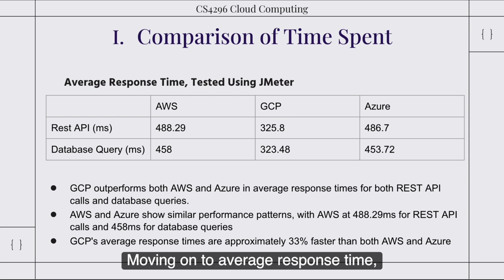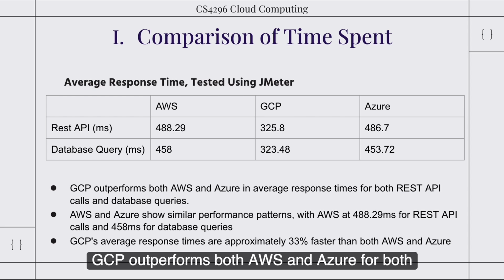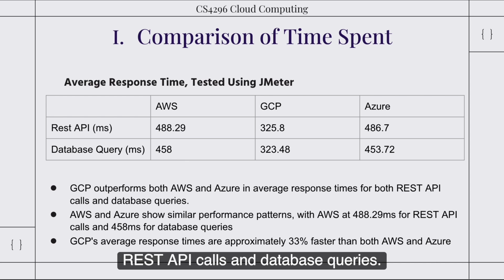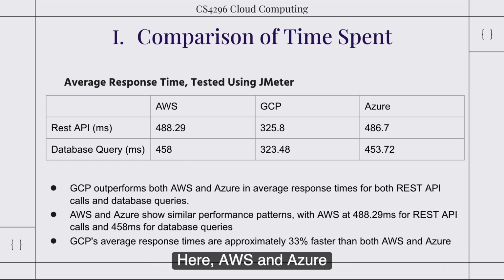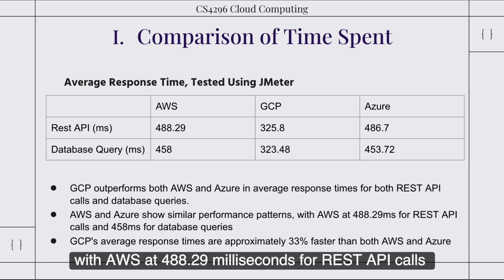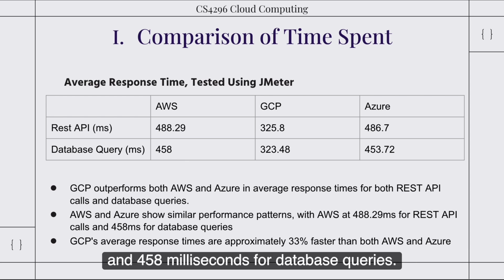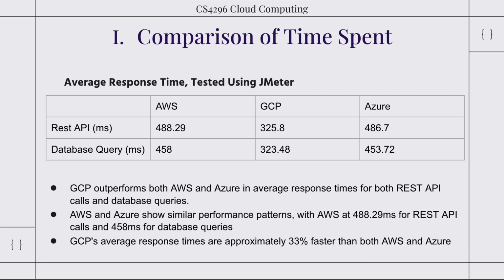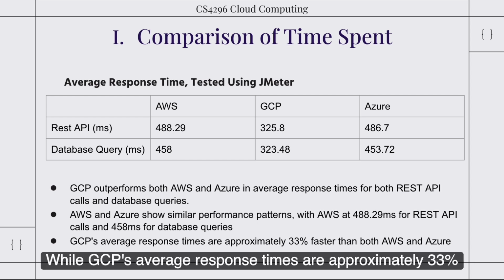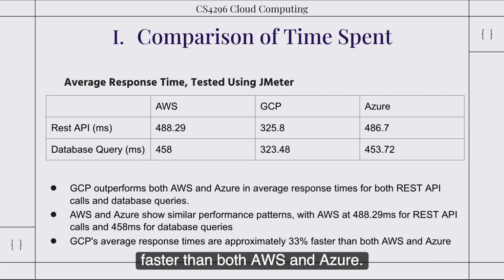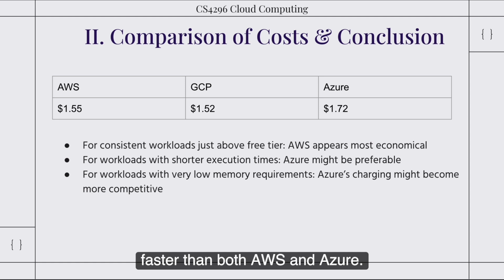Moving on to average response time, GCP outperforms both AWS and Azure for both REST API calls and database queries. Here, AWS and Azure show similar performance patterns, with AWS at 488.29 milliseconds for REST API calls and 458 milliseconds for database queries, while GCP's average response times are approximately 33% faster than both AWS and Azure.